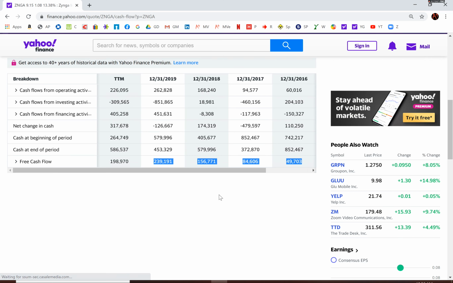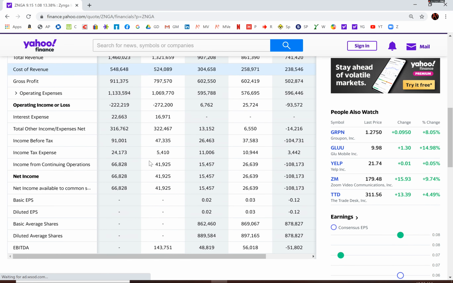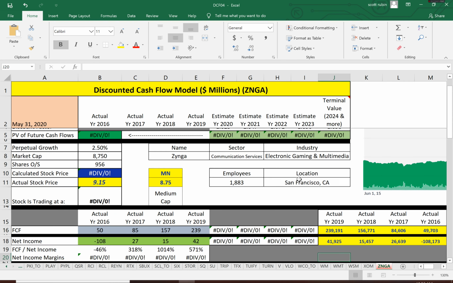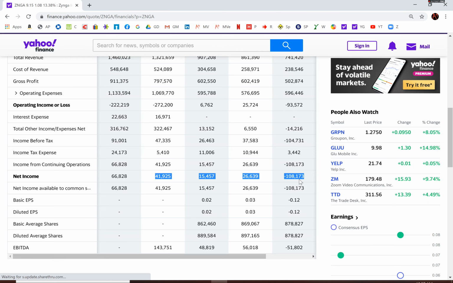Next, we need net income, and that's on the income statement. I'm sure a lot of people here play Zynga on their iPhone. I know I do.